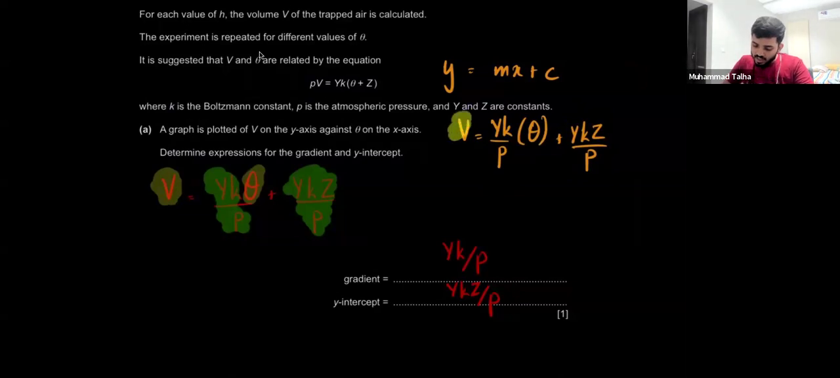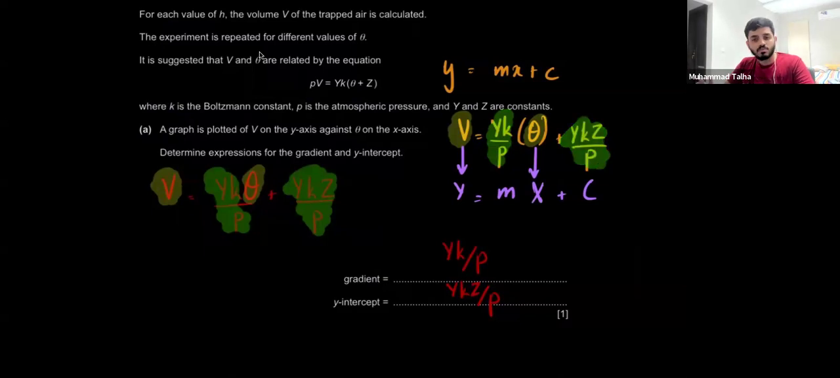So this right here is my y. This right here is my x. What's the straight line equation? mx plus c. Everything which is with the x is the m. Everything which is outside, which stands alone, that's my c. So this right here is my m. This right here is my c. All right, so that's how this works, always.